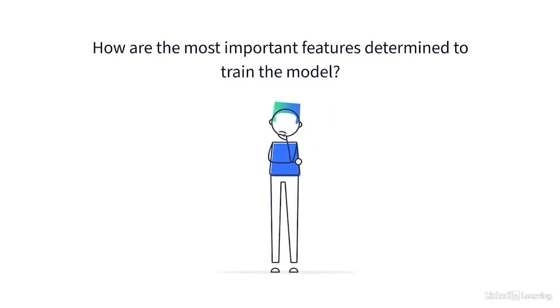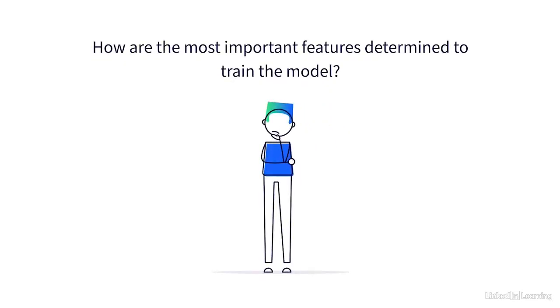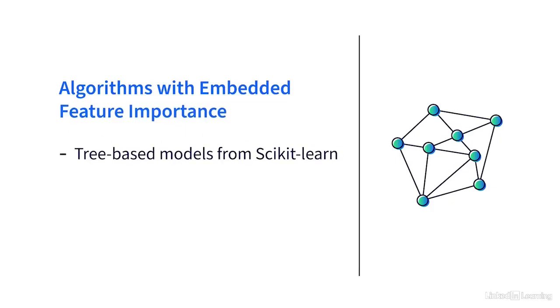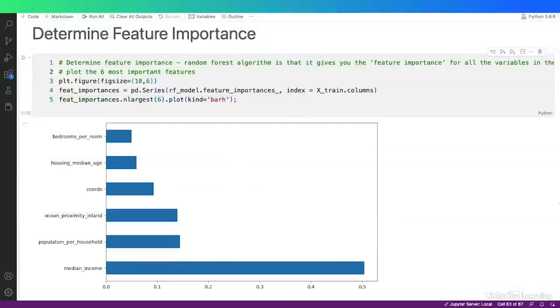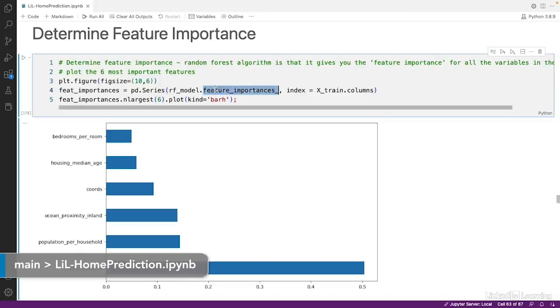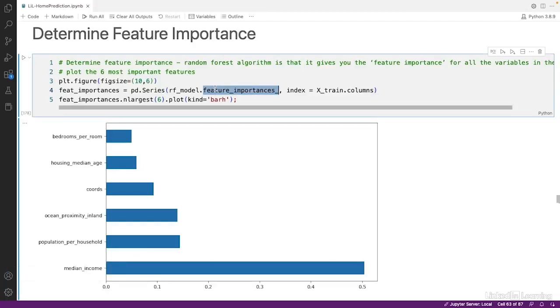I bet you're thinking, that all sounds great, but how do I determine which features are the most important for training my model? Some algorithms have feature importance methods inherently built within the model. Tree-based models produced from scikit-learn's decision tree, random forest, and gradient boosting algorithms have feature importance embedded directly into them. You'll have direct access to these scores through the feature importances property after training your model. Let's take a look at the code.